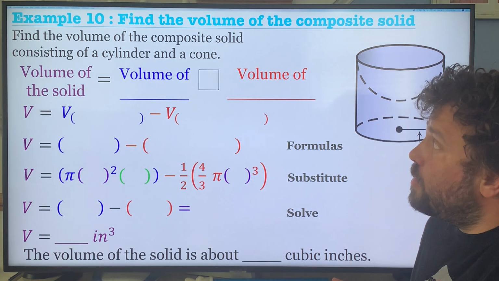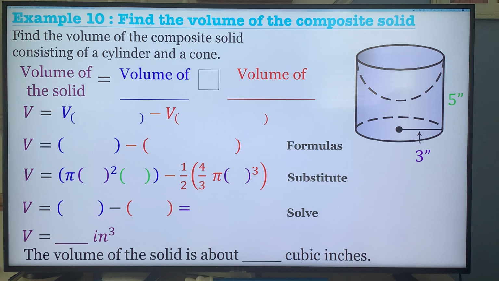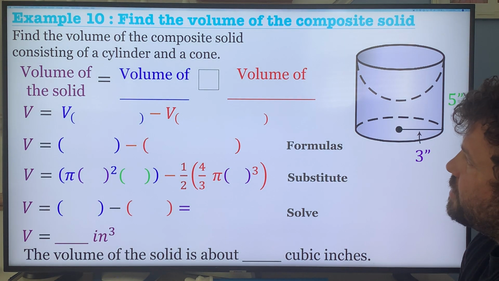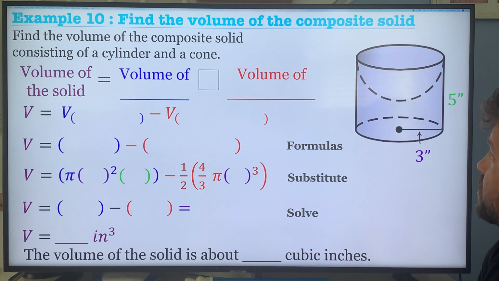On to example number 10. Now, what we're going to do here is find the volume of a composite solid. In order to do that, you find the volume of the composite solid containing a cylinder and a... Oh, we got to do this over here.